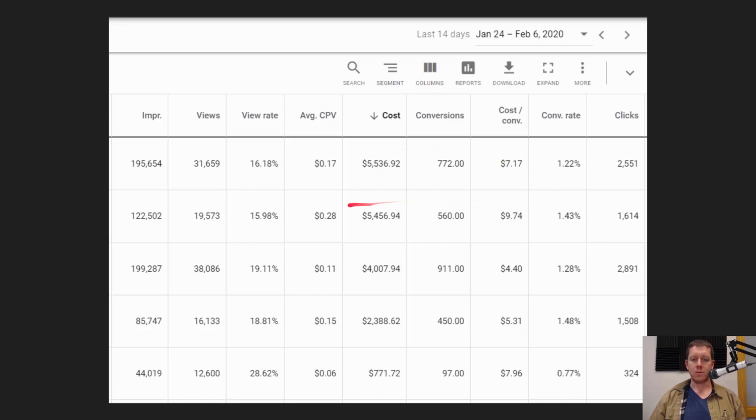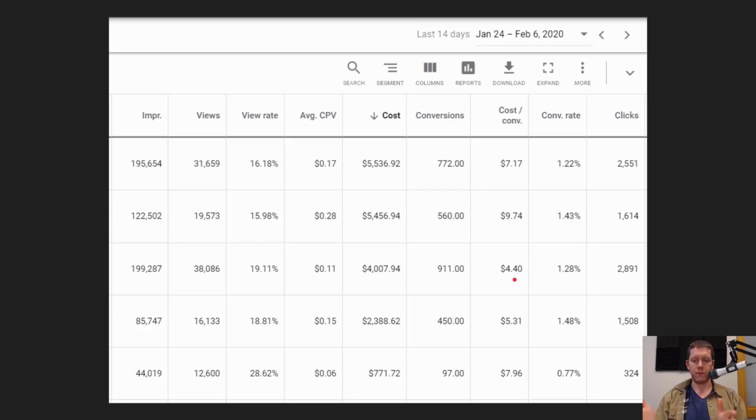So in this case, 28 cents per view is good because we're paying $9.74 per lead, which is also very good. Contrast that to $5.31 per lead or $4.40 per lead here. This is also good because we're paying less per lead, but these leads aren't leading to as many sales. These leads are leading to sales. That's why we're willing and able to pay a lot more for these leads.